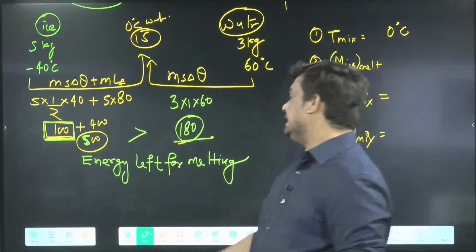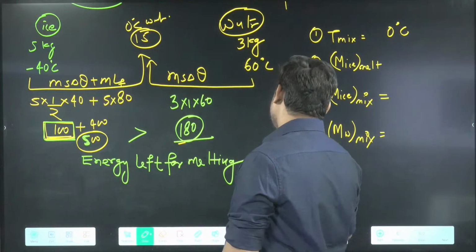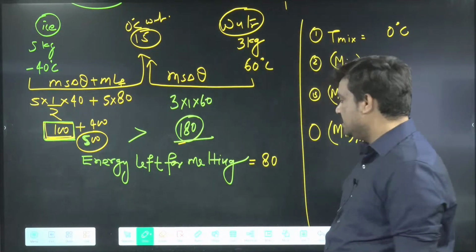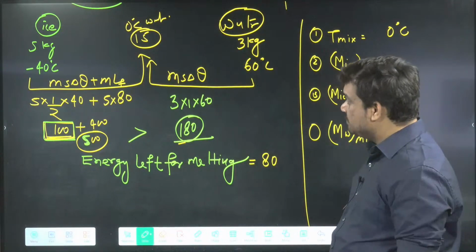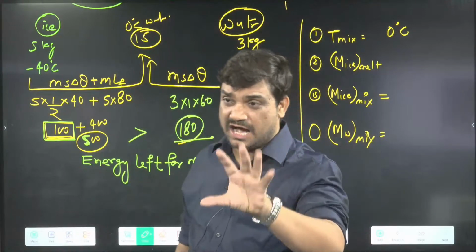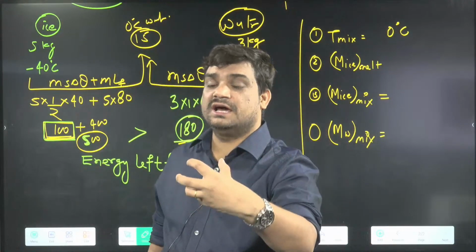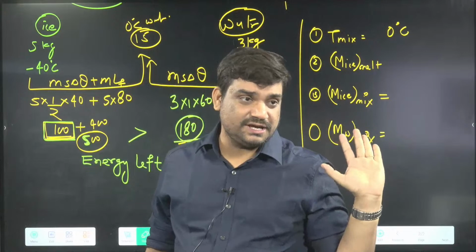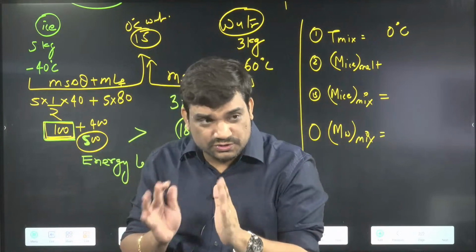So we can say only 80 calorie is left for the melting purpose. Again, I am saying here, I am doing the full question in gram. Answers I will write in kg. That's it. Whenever kg is there, don't confuse yourself.